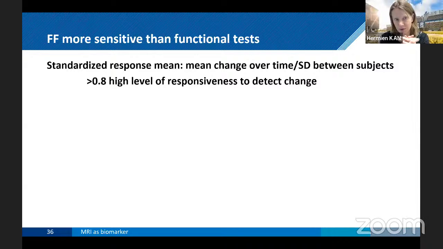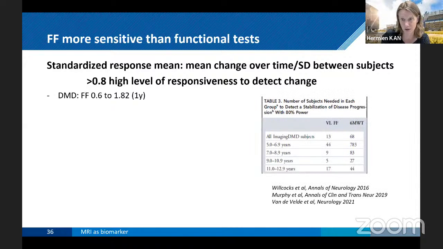And it's generally accepted that if you calculate the standardized response mean and you have a standardized response mean of higher than 0.8, then you have a high level of responsiveness to detect change. So basically what we're looking for is a biomarker with an SRM of higher than 0.8. What was shown in Duchenne, again by the imaging DMD group, is that depending on the muscle that you're looking at, the fat fraction has a standardized response mean of 0.6 to 1.82 over 1 year.